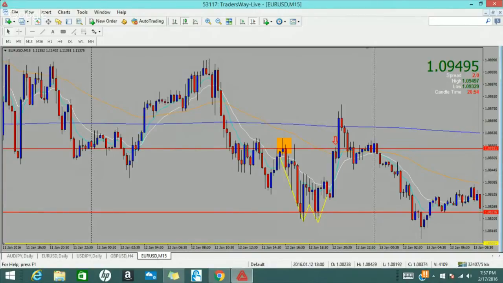So for me and the market maker method, it's not considered retracement. It's considered a stop hunt. The market makers are moving the price back up to hit your stop loss.